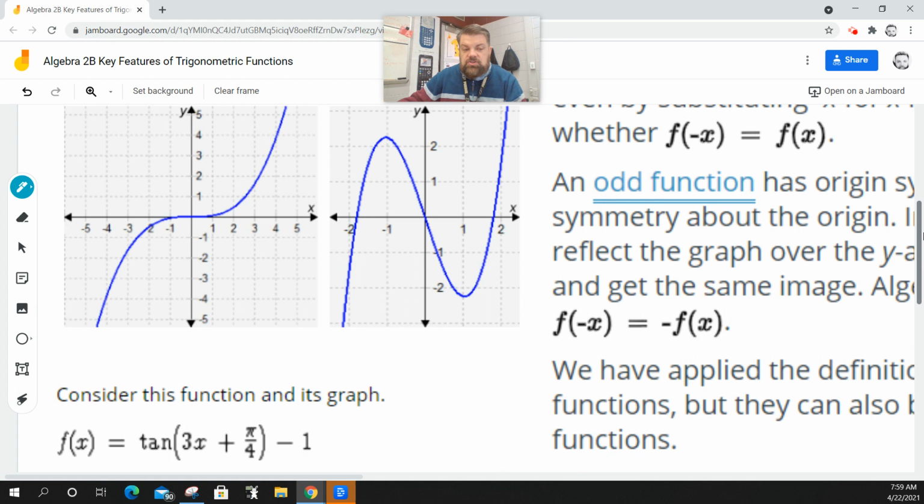Now, for an odd function, if I go to 4, comma 4, right? So my x value is 4, comma 4. When I change that x value to -4, then I have the opposite y value as well. That occurs on the odd functions.